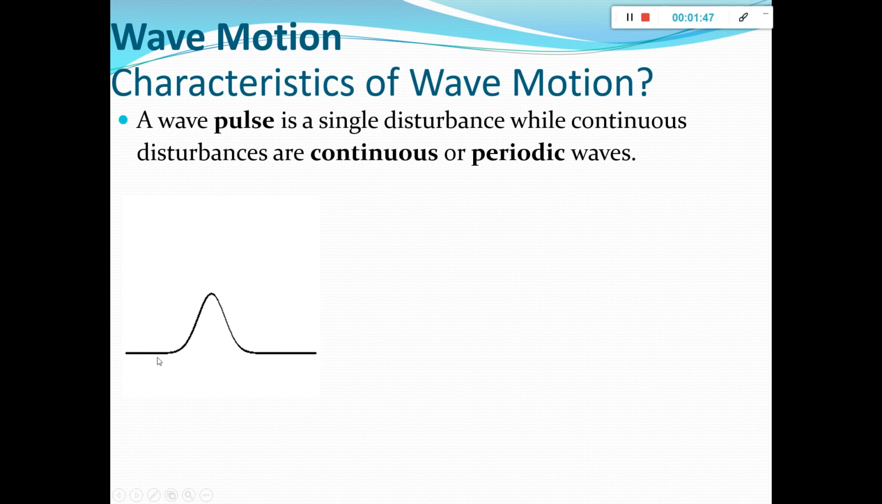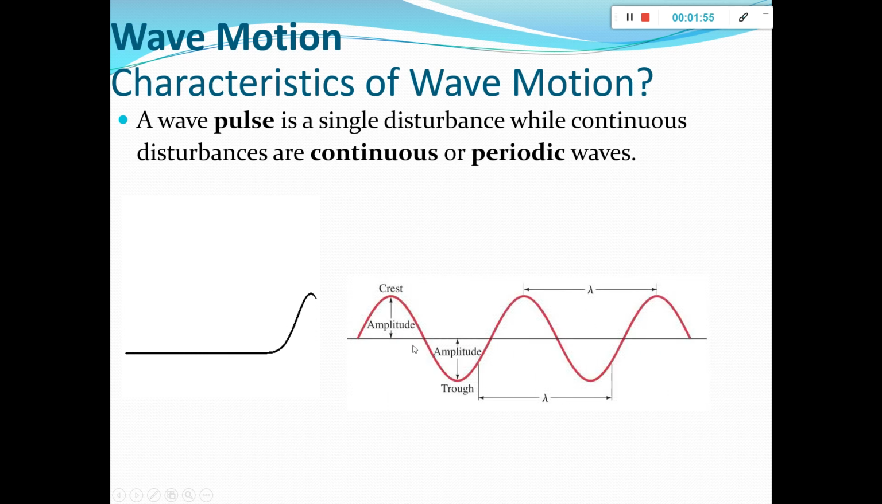You can have a string, and it's a single disturbance or a continuous disturbance that causes the string to go up and down. There are some parts of the wave that you need to know, for example, the crest is the highest point, the trough is the lowest point, and then the amplitude is the height or the depth of these points, of either the highest crest or the depth of a trough.